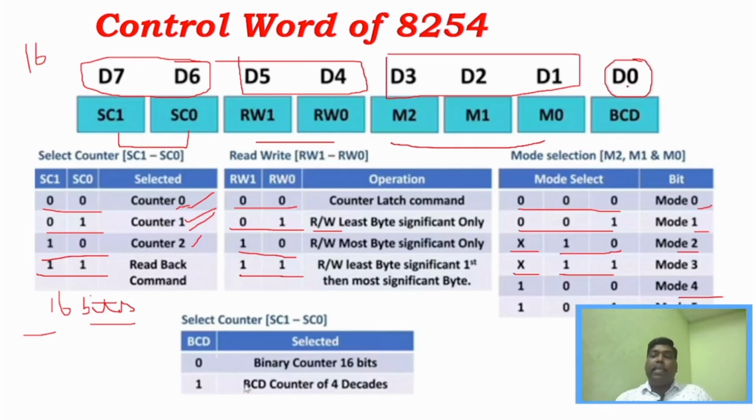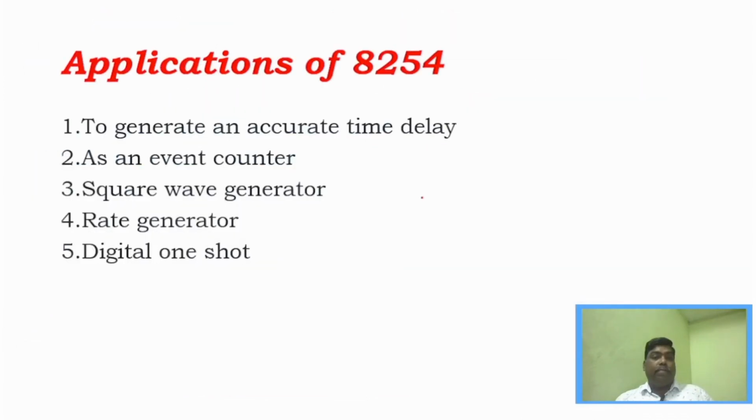And the last bit here, D0, tells you whether we are going to give the count value in binary or BCD. If it is 0, it accepts the count value in binary, and if it is 1, we can feed it in BCD form. That is, the counter is going to work as a BCD counter, accepting the count delay in BCD form. So this is how the control word register in 8254 is configured, right?